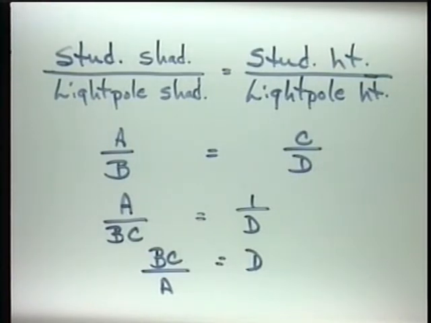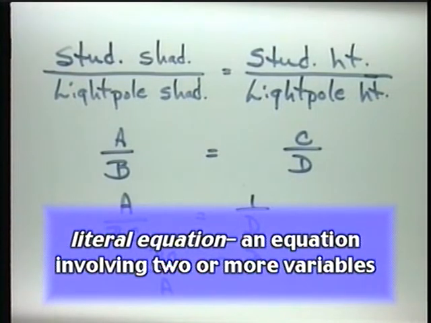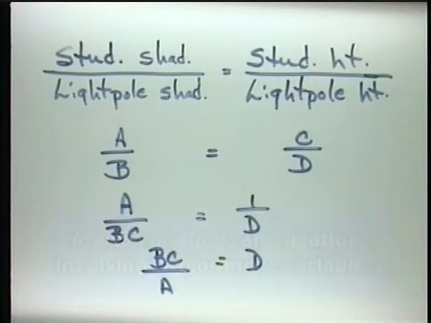BC over A is equal to D is called a literal equation. A literal equation is an equation involving two or more variables. Now, if we take the numbers the young ladies collected earlier and substitute them into the literal equation we just looked at, we'll end up with a numerical proportion with only one variable.